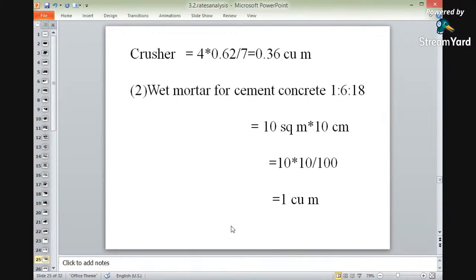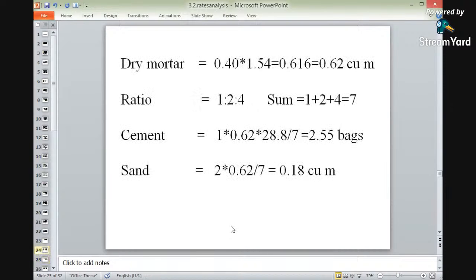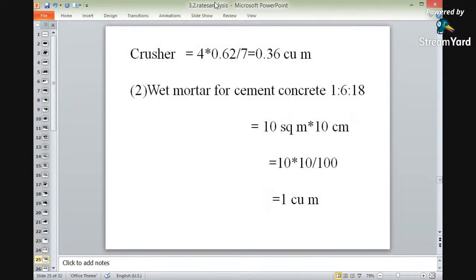Next is aggregate, crushed aggregates. So how many parts of crushed aggregate? 1, 2, 4. 4 parts is for crushed aggregate. Again, after calculations in cubic meters, it comes to be 0.62. 4 multiplied by 0.62 divided by total parts 7. So it comes to be 0.36 cubic meters.